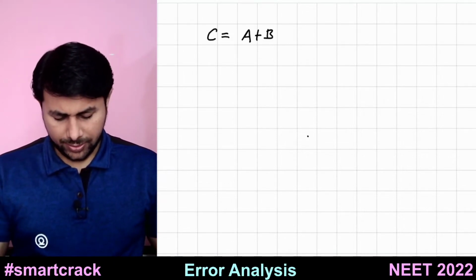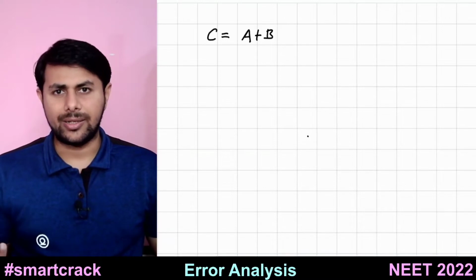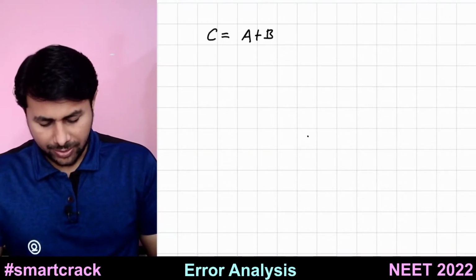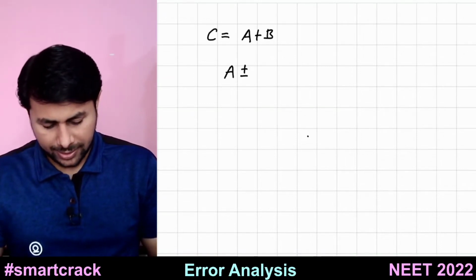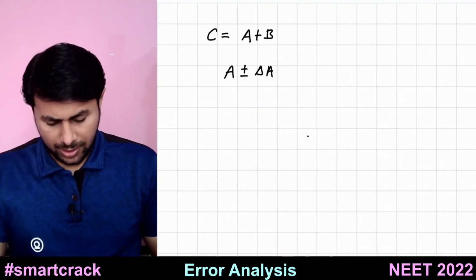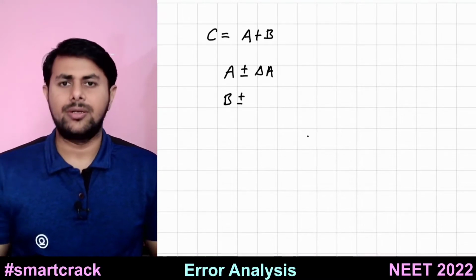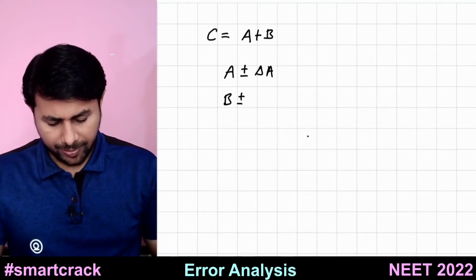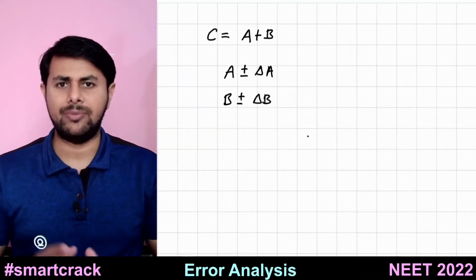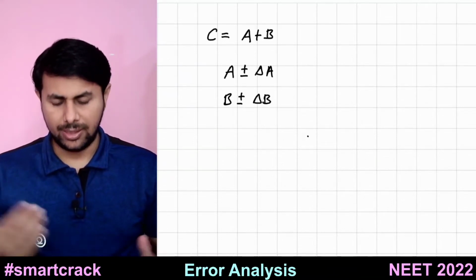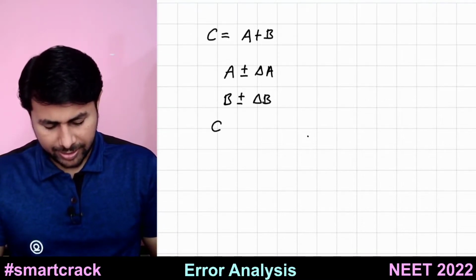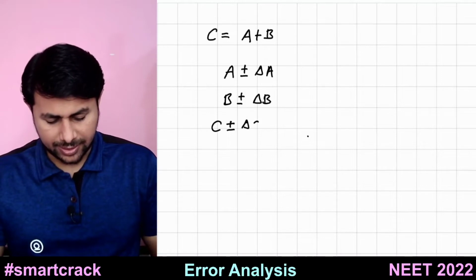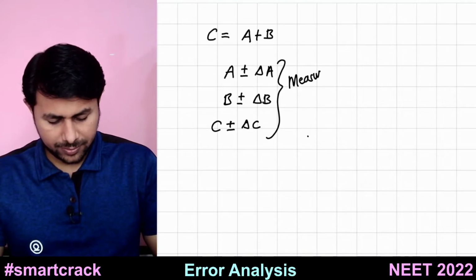Now let's suppose delta A is the error in A. So the measured value of A will be somewhere between A plus or minus the error in A, which is delta A. The measured value of B would be B plus or minus delta B, and let's suppose the measured value of C is somewhere between C plus or minus delta C. These are the measured values.